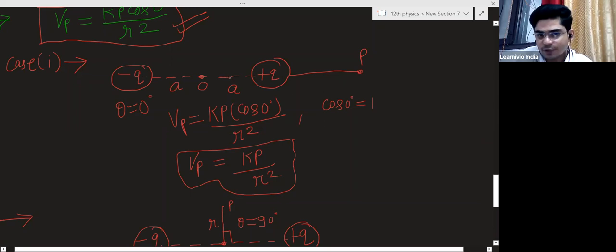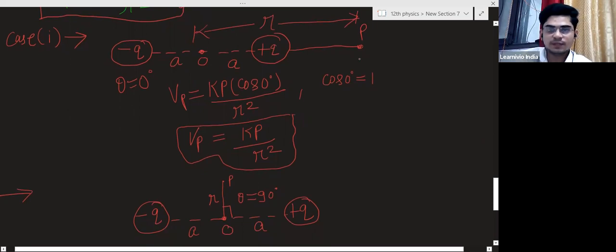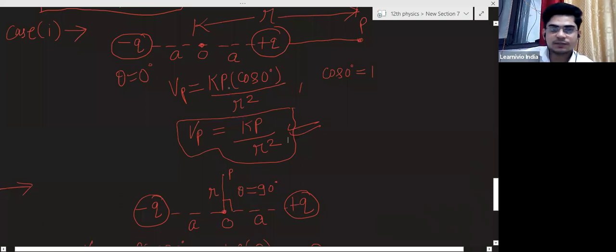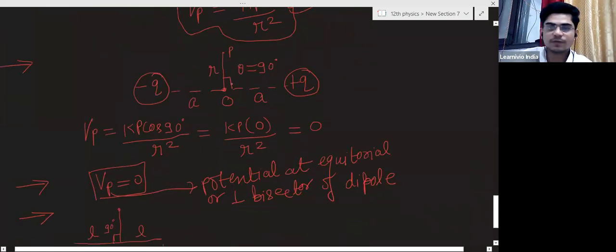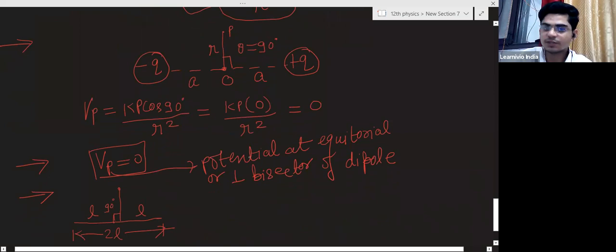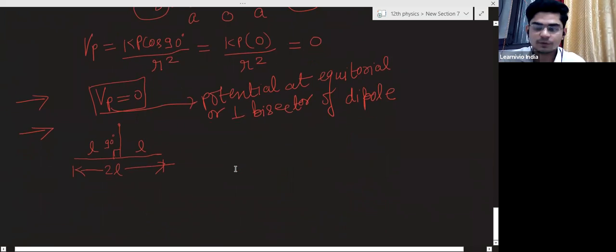Axial line means the line of this dipole. If we want to calculate the potential on the line of this dipole, at a distance of r, please remember this thing: this point P is at a distance r from the center of the dipole. We have this formula for that. And for the equatorial point, the potential is zero. So two things you should remember for the numerical purpose.